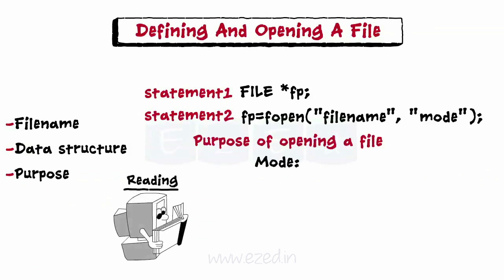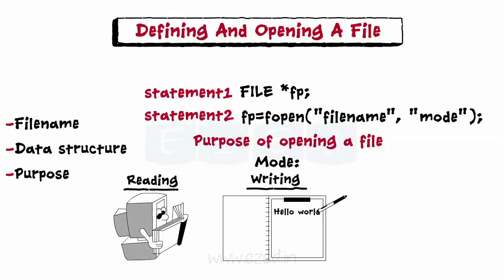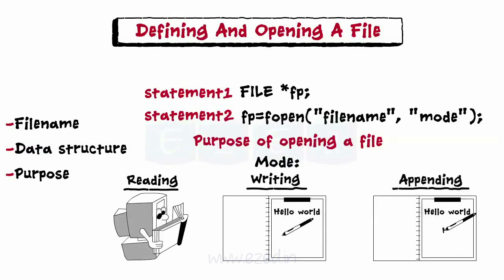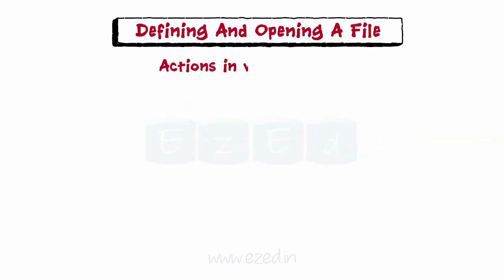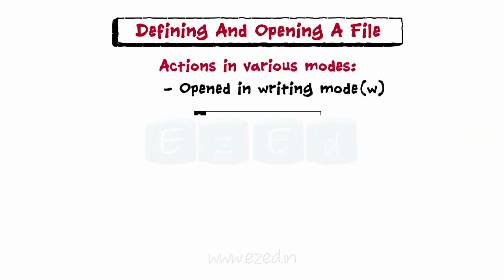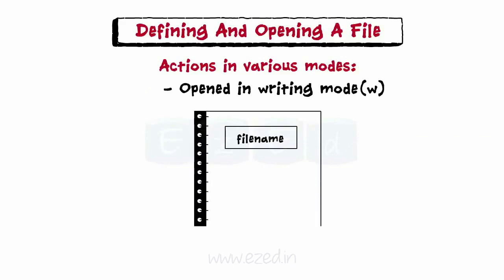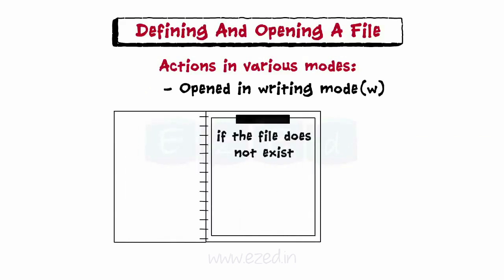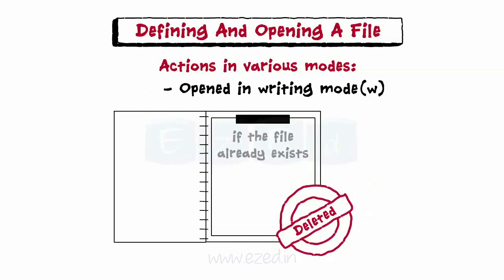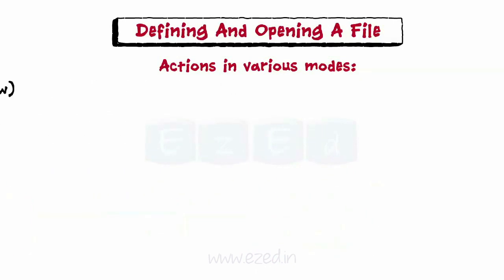Open the file for reading. Open the file for writing. Open the file for appending data to it. When opening a file, one of the following things might happen. 1. When opened in writing mode, the file with the specified file name is created if the file does not exist. The contents are deleted if the file already exists.